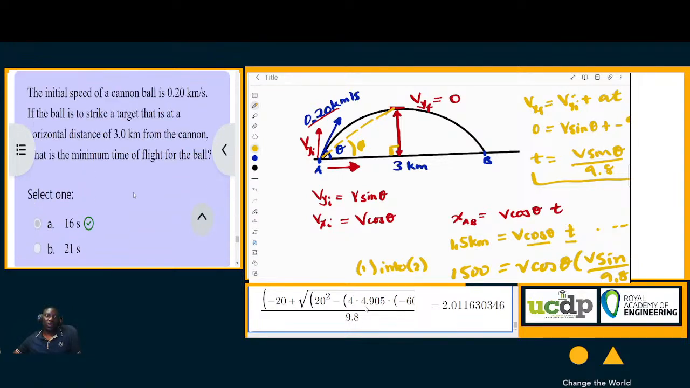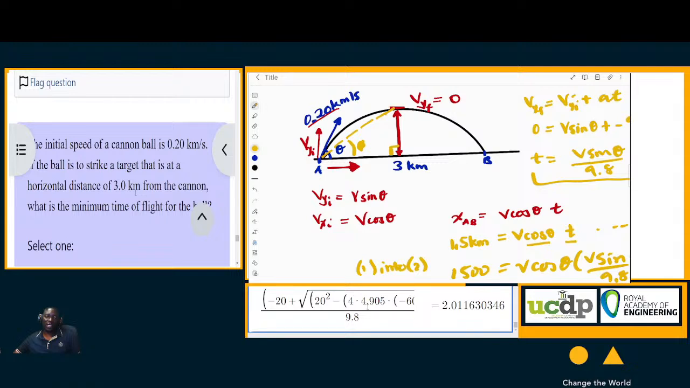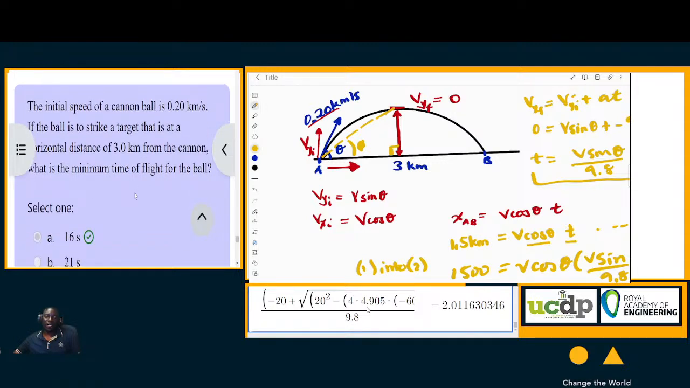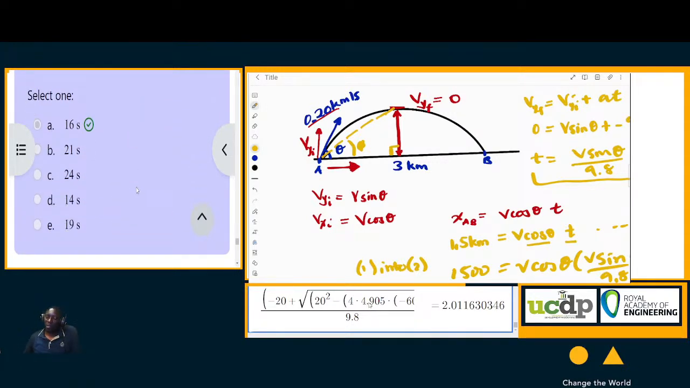Okay. So ideally what's happening with this question is, because it says minimum time of flight, if the body is not under gravity, and the launch velocity of 200 meters per second is launched horizontally without falling, then that is where we get the 15. So that becomes the absolute minimum.